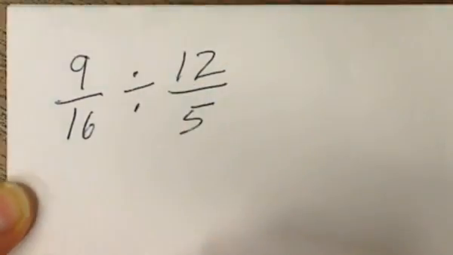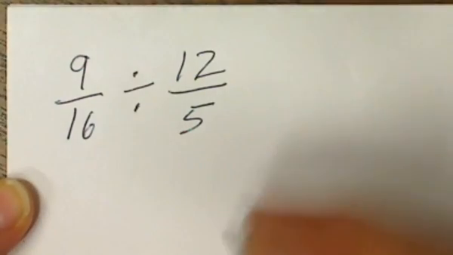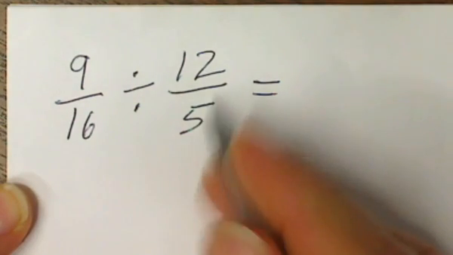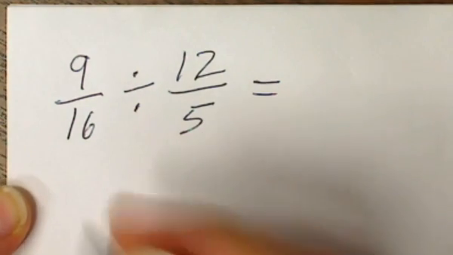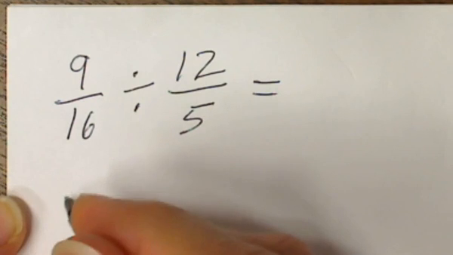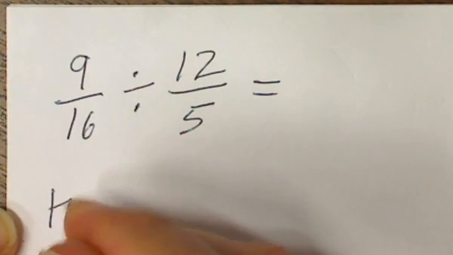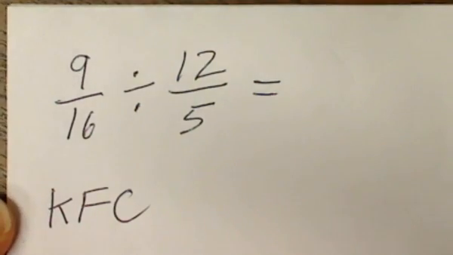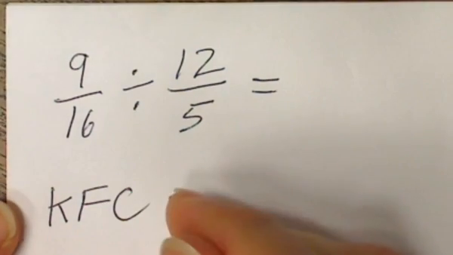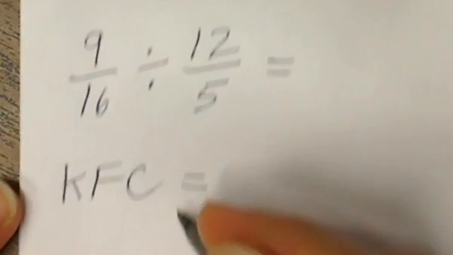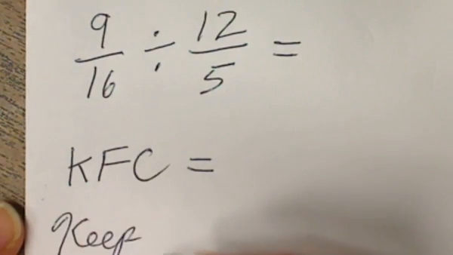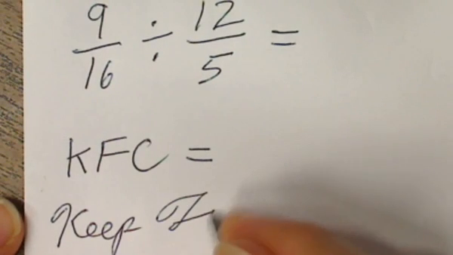When you divide fractions, the mathematical definition of division is to multiply by the inverse or the reciprocal of the second fraction. One way to remember this is to remember KFC. Now you might think that stands for something else, but in this problem it's going to stand for keep, flip, change.